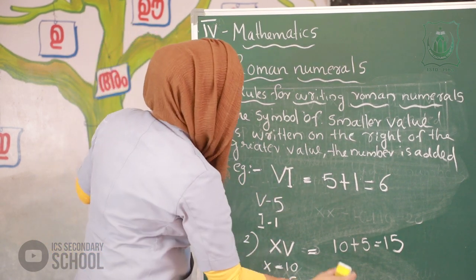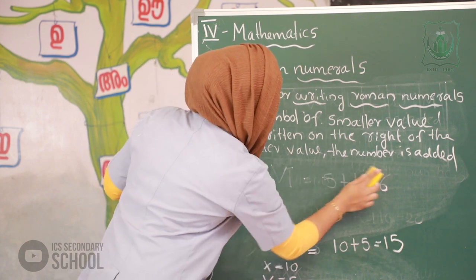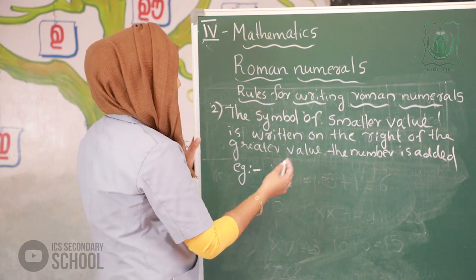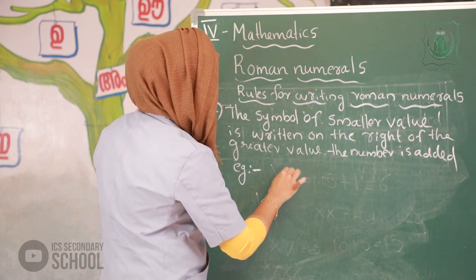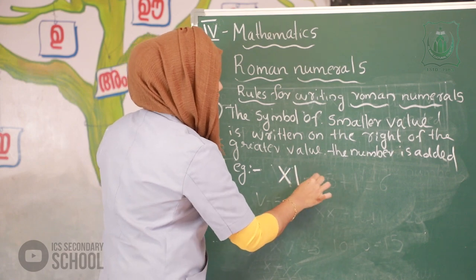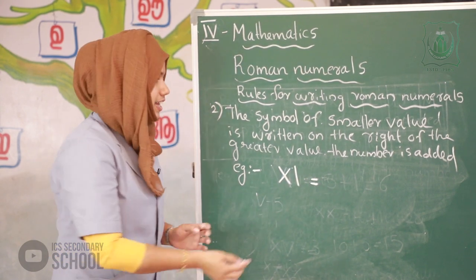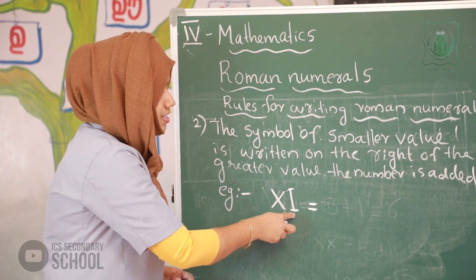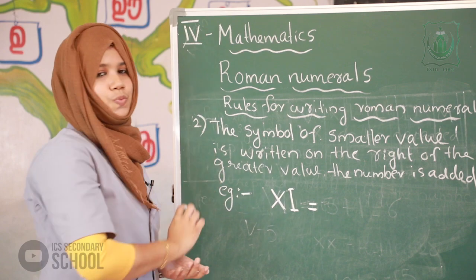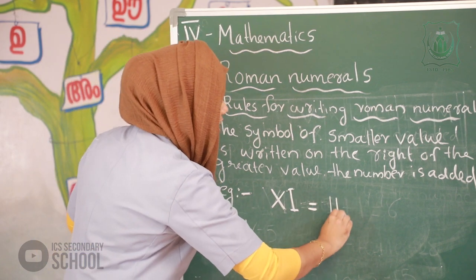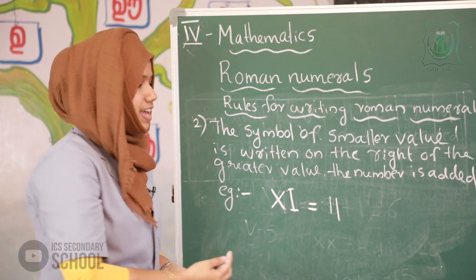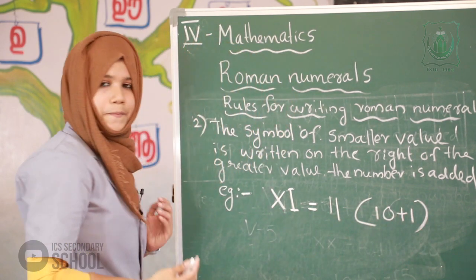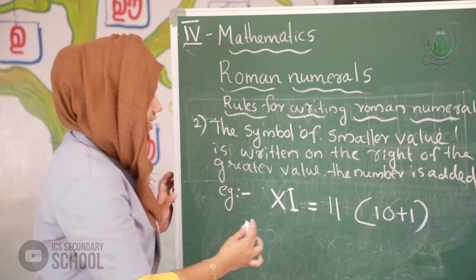I will give another example. Which number is this? Can you identify? X means 10. I means 1. 10 plus 1. That means it is 11. How to get this 11? 10 plus 1. Okay, is it clear?